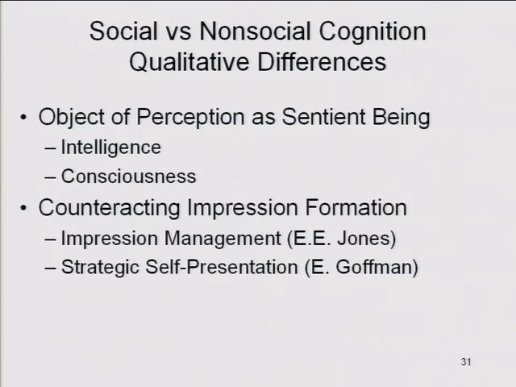The biggest qualitative difference between social cognition and non-social cognition is that in social cognition, the object of cognition is, like the subject of cognition, a sentient being, a person who is aware, who has beliefs and feelings and desires, just like the perceiver has beliefs and feelings and desires. In social cognition, the object of cognition being other people, they're intelligent the way we are, and they're conscious the way we are. They have awareness and they have desires the same way we do.